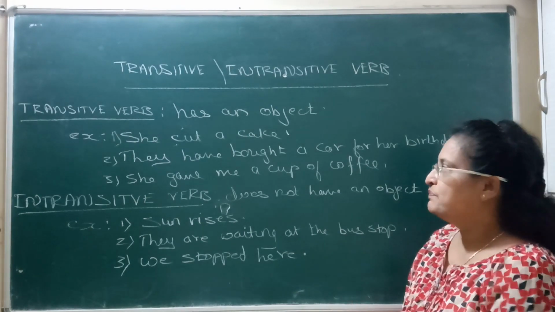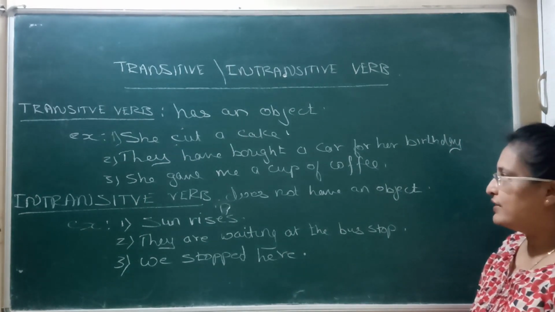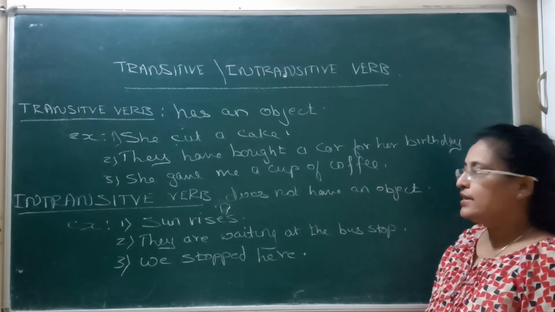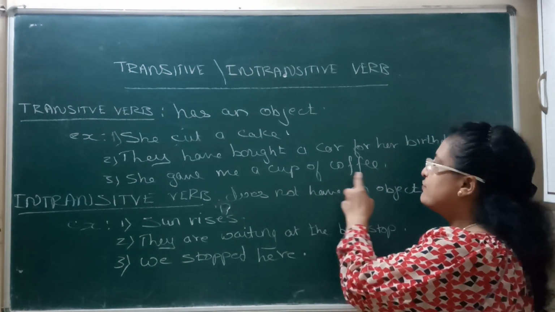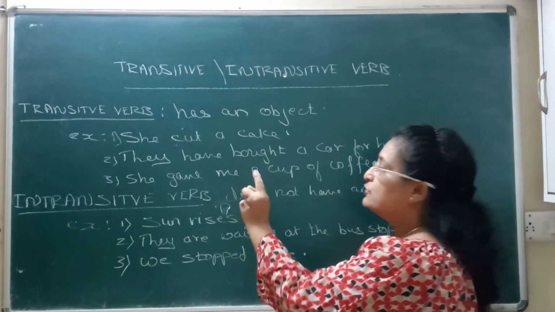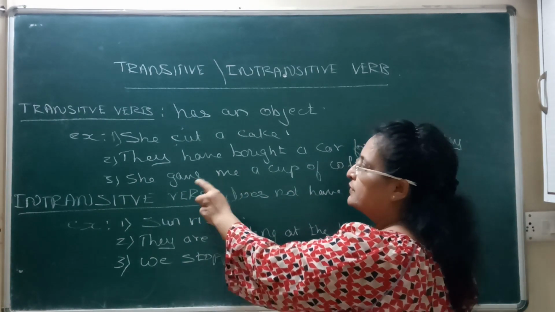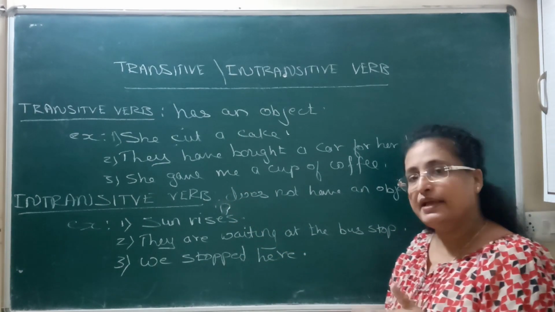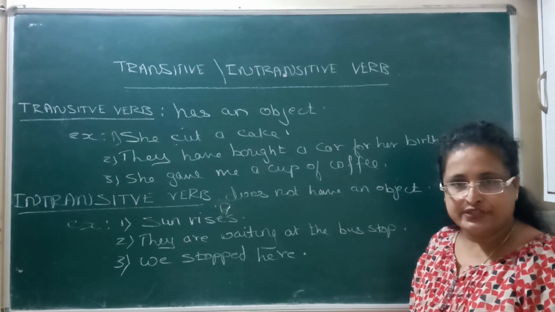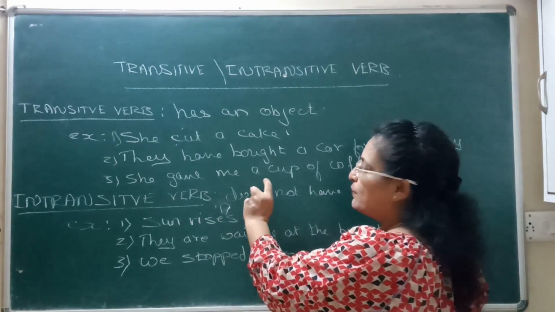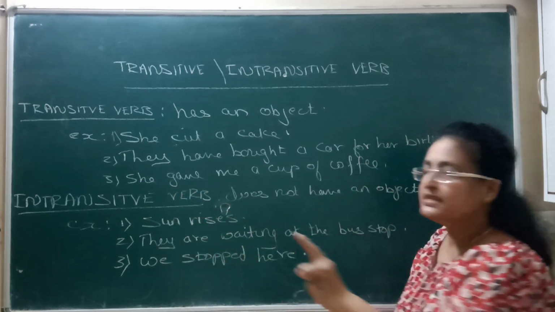See the third one. She gave me a cup of coffee. She gave me what? A cup of coffee. So this is an object. Or here you can take two objects. She gave whom? Me. So there are certain verbs, transitive verbs, that may have more than one object. It is known as direct object or indirect object. So here both the questions apply. So this particular sentence has two objects.